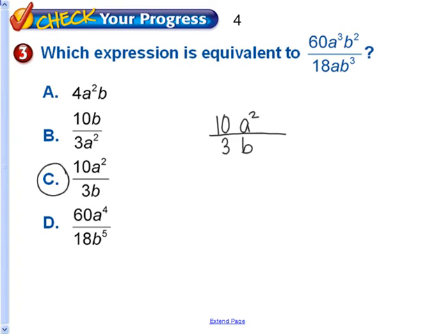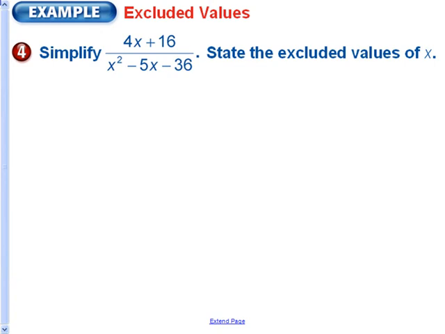Okay, back to the right page. So simplify this and state the excluded values. So let's first find the excluded values. That's always a good idea to do that first, because the work we're going to do will help us out later on. So what works here? Our t-chart. So what multiplies to 36? 9 and 4. If I make 9 negative and 4 positive. Okay, so first of all, our excluded values are going to be positive 9 and negative 4.